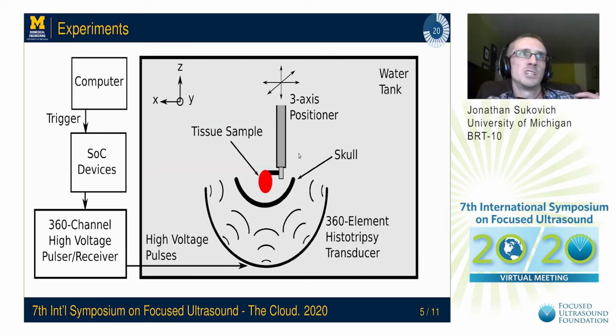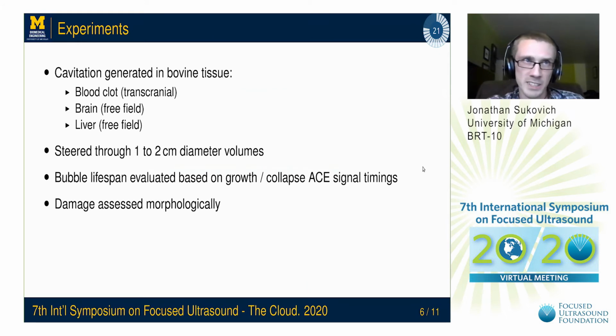We wanted to demonstrate the ability to do the localization and mapping through the skull using this system. So we ran some experiments where we placed tissue samples at the center of the array, treated it through the skull, and then used the ACE signals to map and monitor damage. And so we generated these cavitation events in bovine tissues, including blood clots, brain and liver, but due to an experimental error on my part, had to do the brain and liver in the free field. So really the only one that had transcranial is the blood clot.